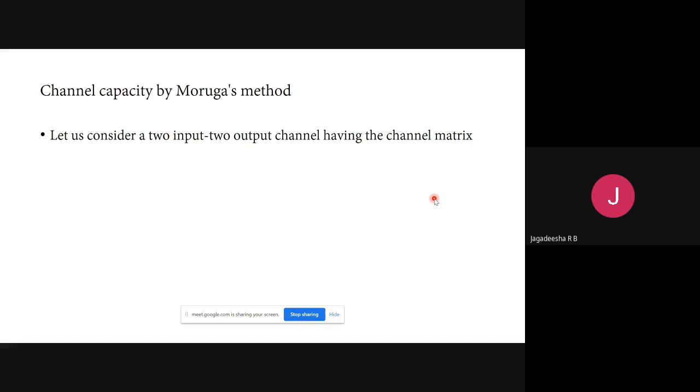So first, let us consider a two input to two output channel having a channel matrix. I mean, the channel setting is something like this. You have two inputs, maybe x1, x2, and two outputs, y1, y2. So the source here emits symbols through two points, x1, x2. That comes to the channel, and at the output of the channel, we have two collection points, y1 and y2, or output point 1 and output point 2.